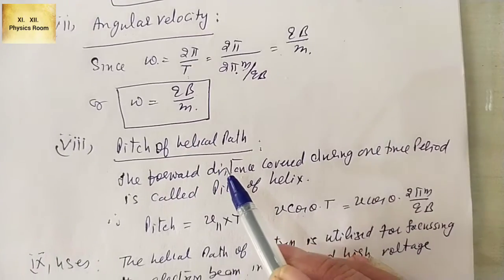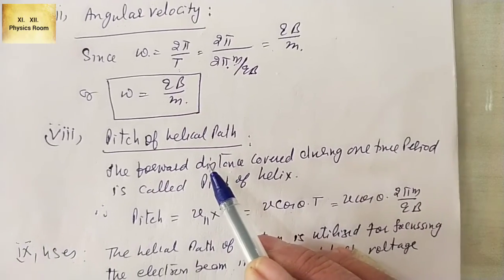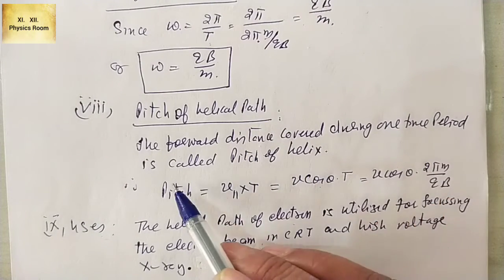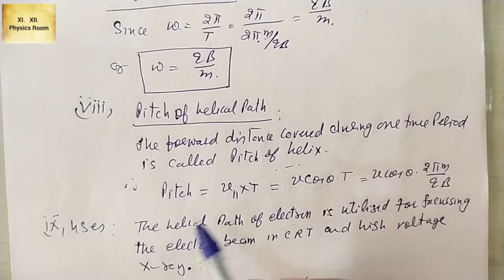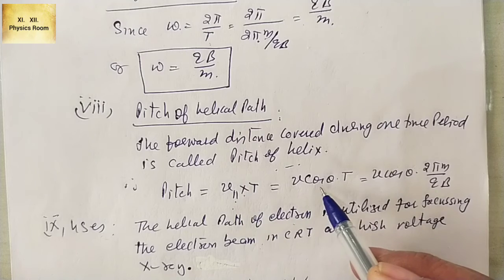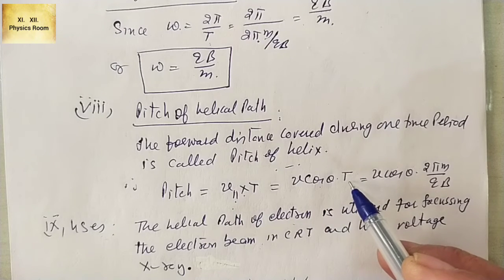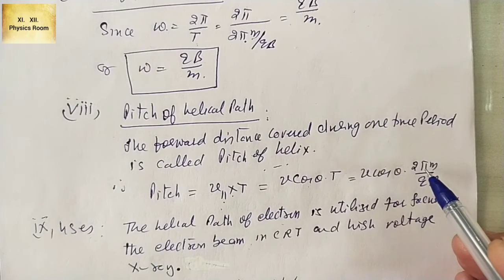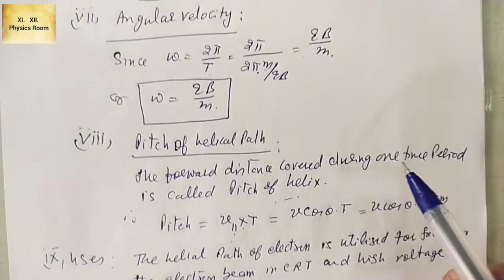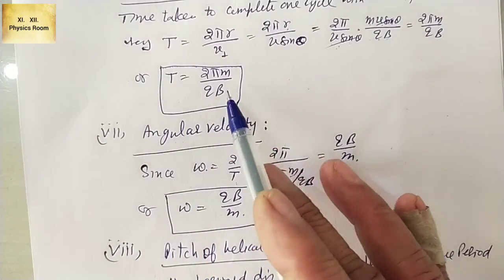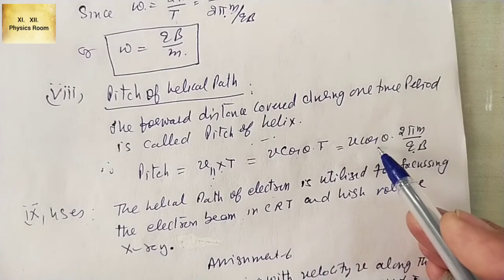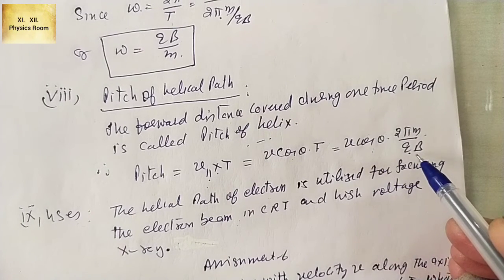Then the pitch of the helical path. Now what is the pitch of the helical path? The forward distance covered during one time period is called the pitch of the helix. Therefore, pitch is equal to v parallel into the time period. Now v parallel is v cos theta, and T is the time period. We replace T by 2 pi m by q B, since above we have seen T is equal to 2 pi m by q B. So pitch is equal to v cos theta into 2 pi m by q B.